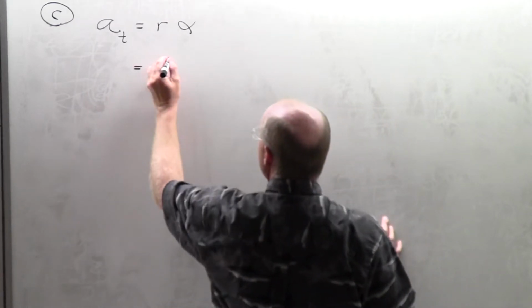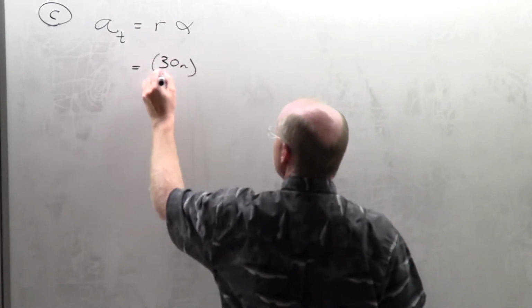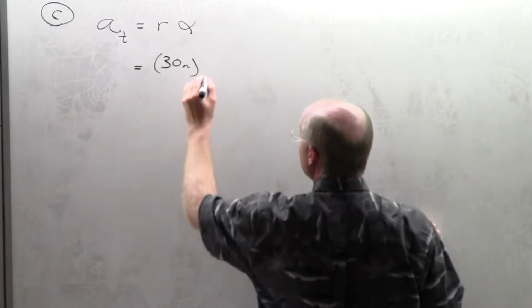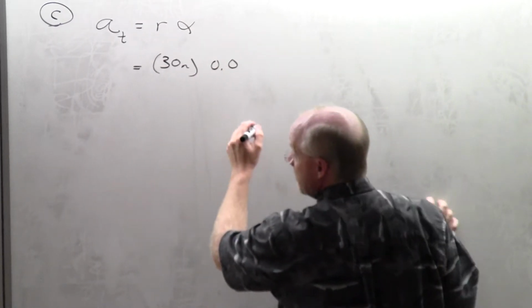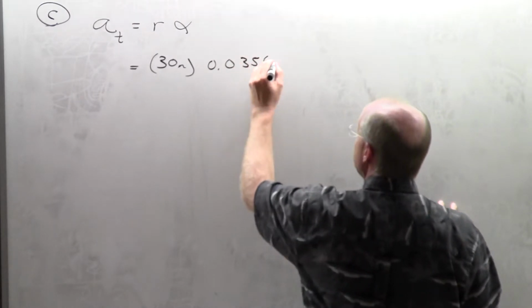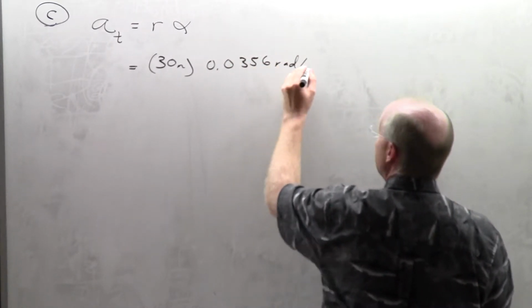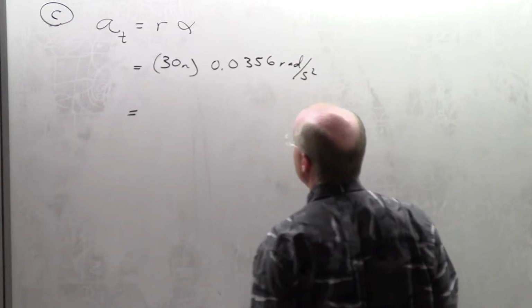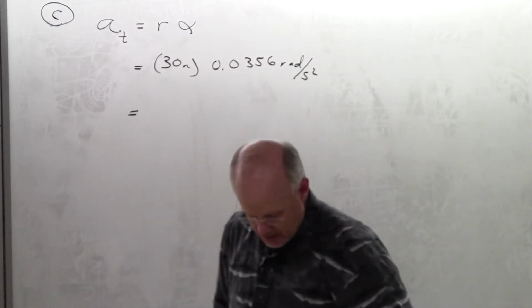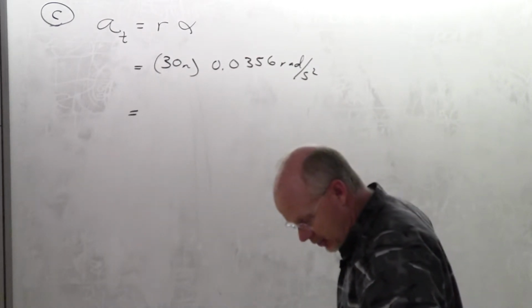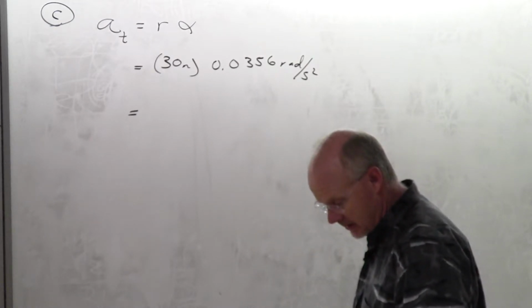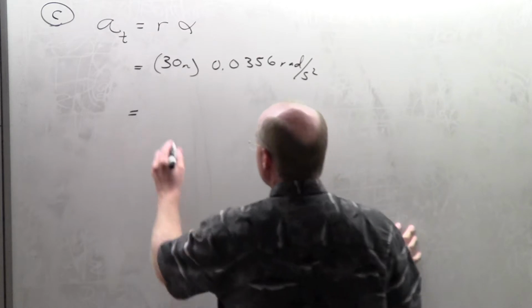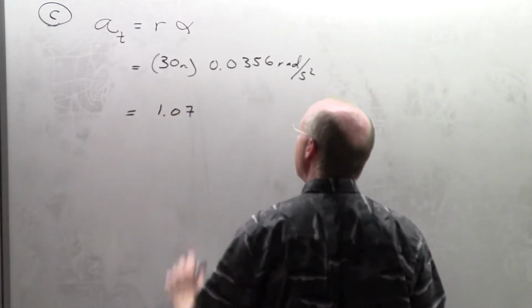And so its radius is 30 meters, and its angular acceleration is what we just did in part B, so it's 0.356 radians per second squared. And so now I'll just take that answer I just got and multiply it by a distance of 30 and come up with a 1.07.